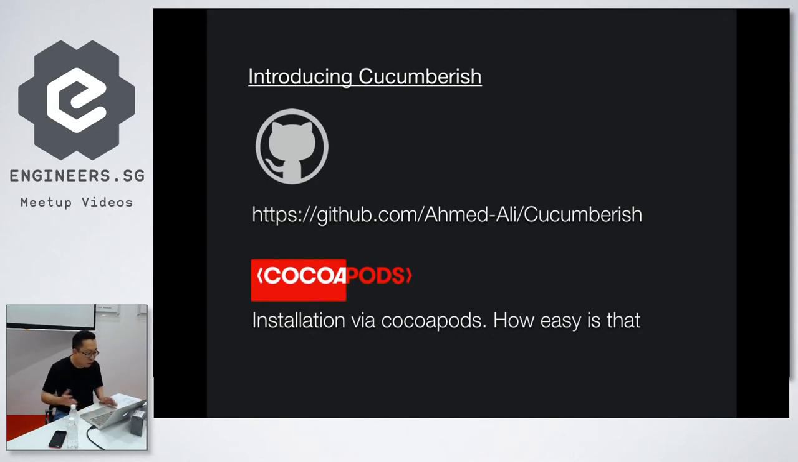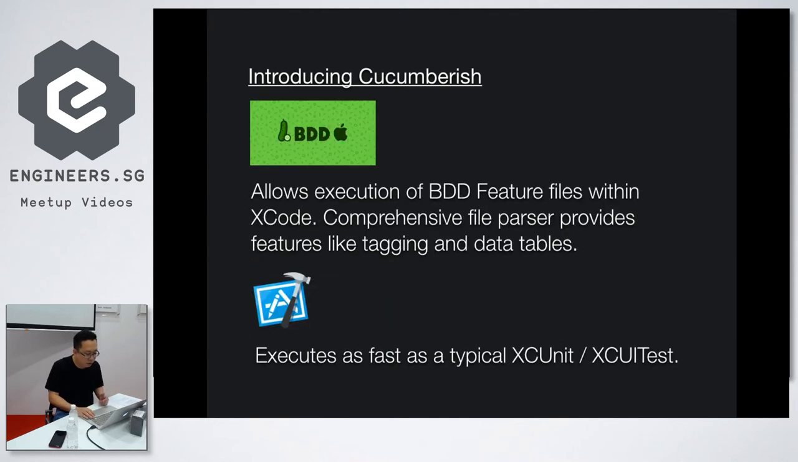And Cucumberish, you can use CocoaPod to install. You don't have to set up extra things like Node environments or Java environments. So how easy is that? You don't really need complicated SDK installations. Cucumberish allows execution of BDD feature files within Xcode. The comprehensive file parser provides features like tagging and data tables.